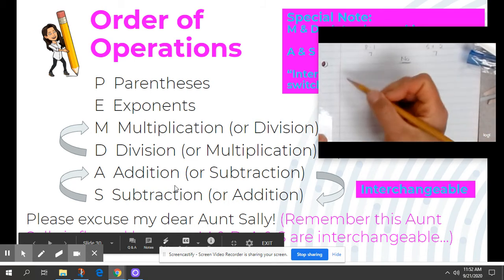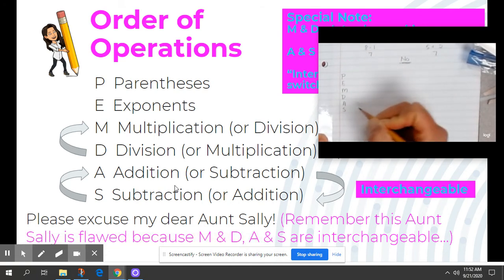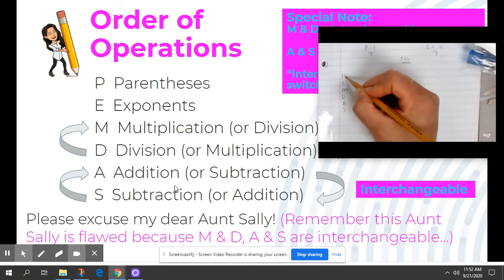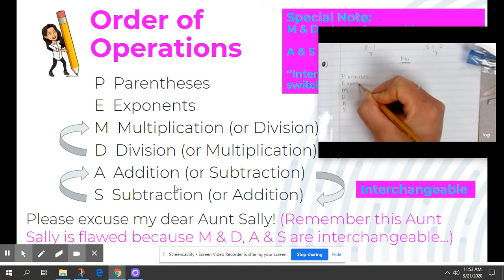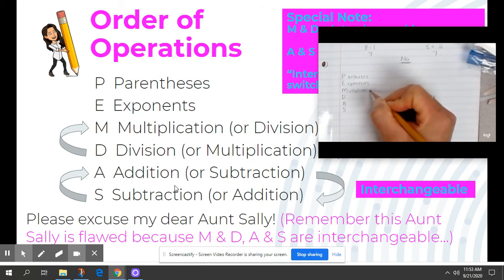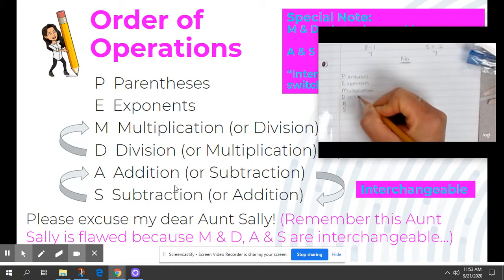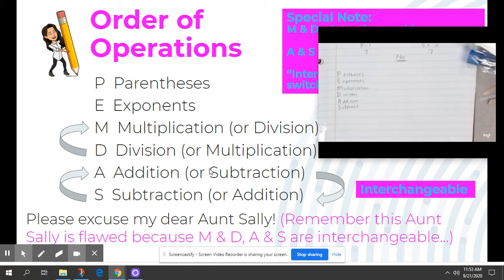So you're going to write in your notes, PEMDAS. Many of you are familiar with this, which is awesome. You have some great teachers that have already prepared you. So P is for parenthesis. E is for exponents, which we're talking about now. Multiplication. Division. Addition. Subtraction.